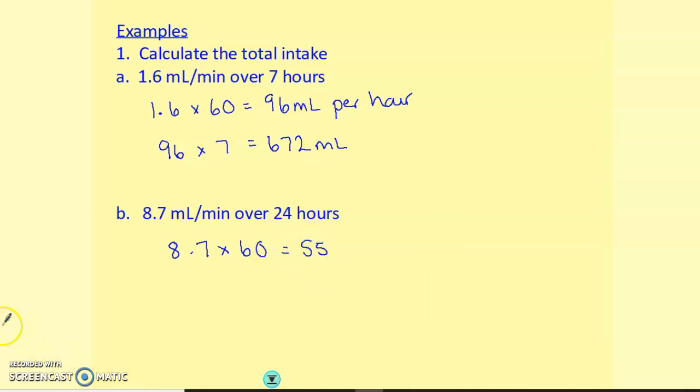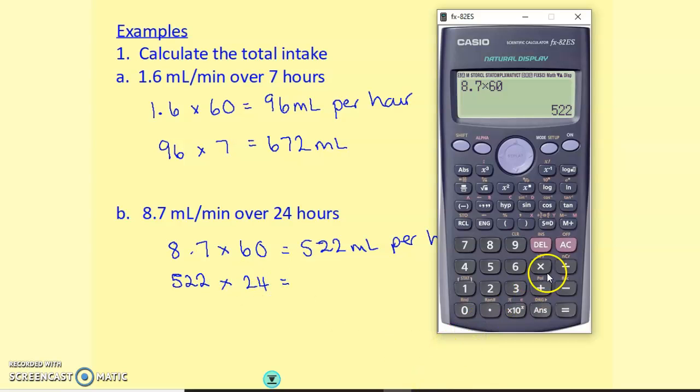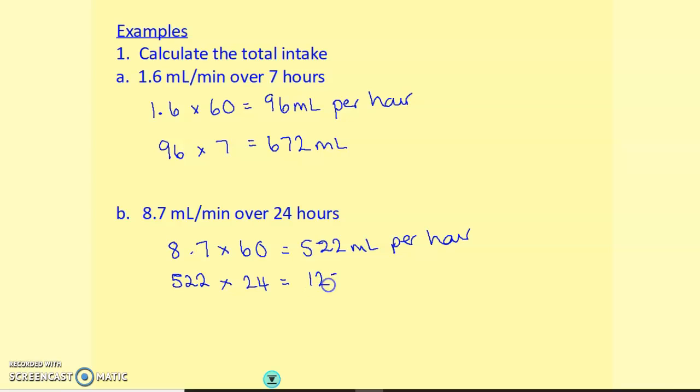522. 522 millilitres, that's now per hour. That'd be for 1 hour. I want 24 hours. So times by 24. 12,528. That'd be millilitres in total.